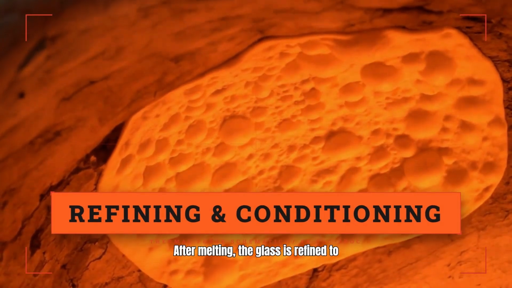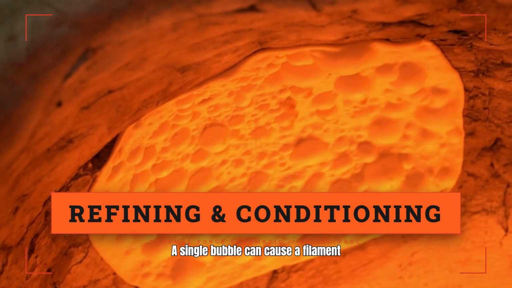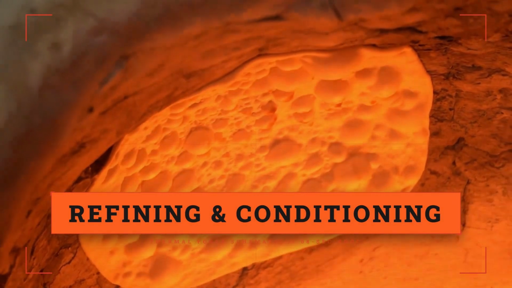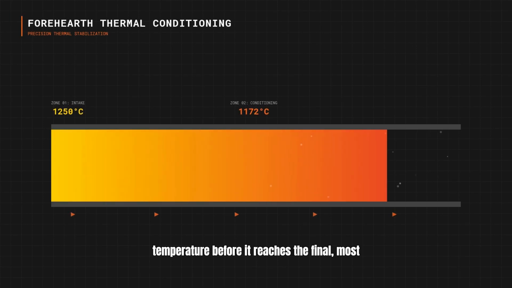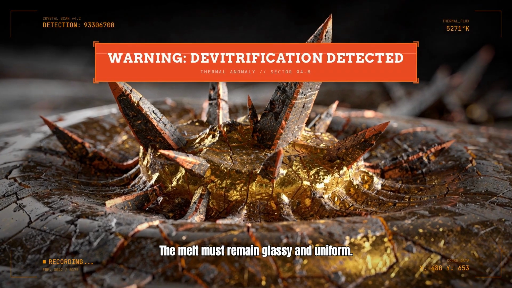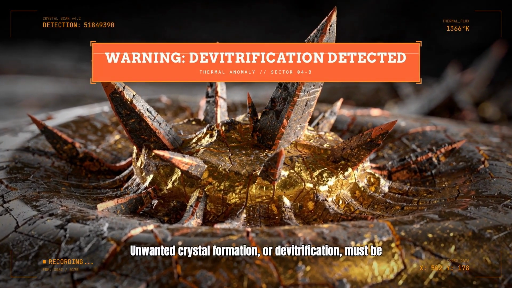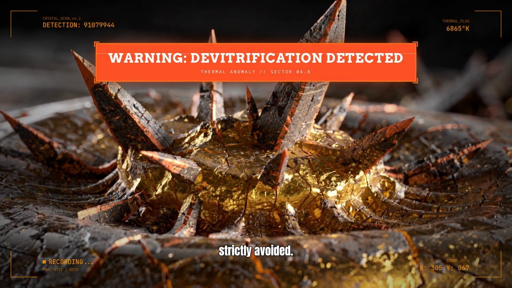After melting, the glass is refined to remove tiny bubbles. A single bubble can cause a filament to snap during extrusion. Conditioning brings the melt to the perfect temperature before it reaches the final, most precise stage of production. The melt must remain glassy and uniform. Unwanted crystal formation, or devitrification, must be strictly avoided.